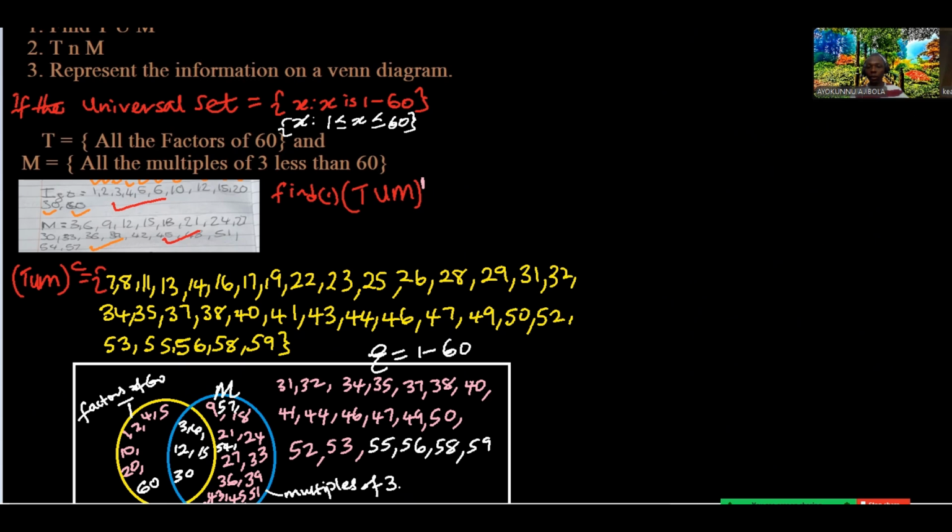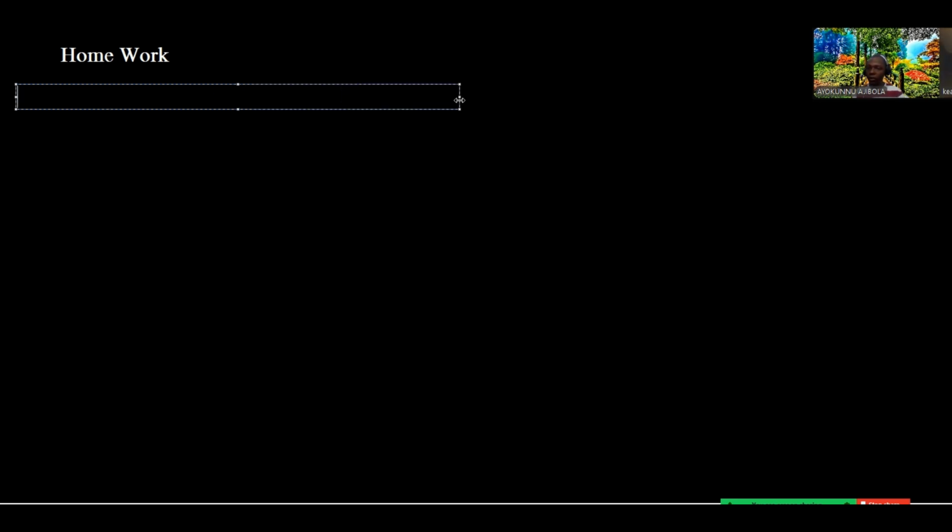The homework you're going to do is something related to what we've been doing, but this time around in a new dimension. So just look at it first. Homework. If the universal set consists of the alphabets A to Z, okay?